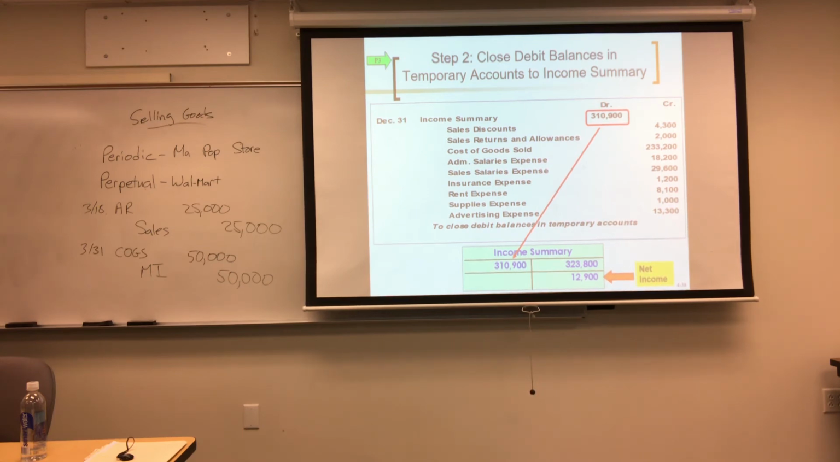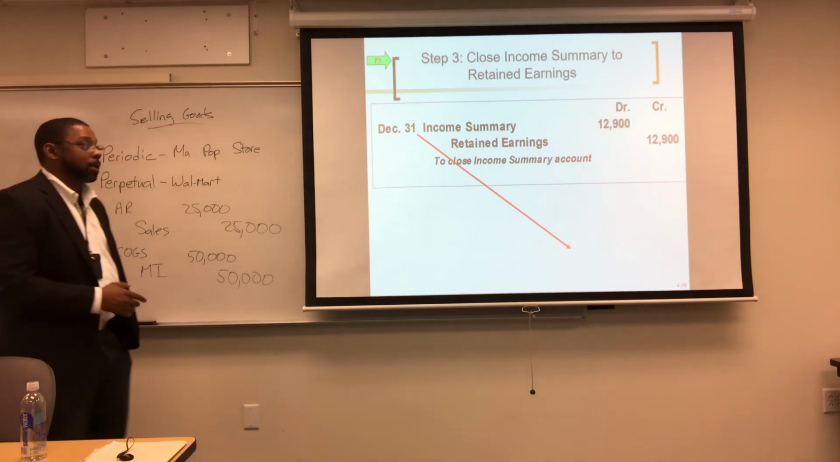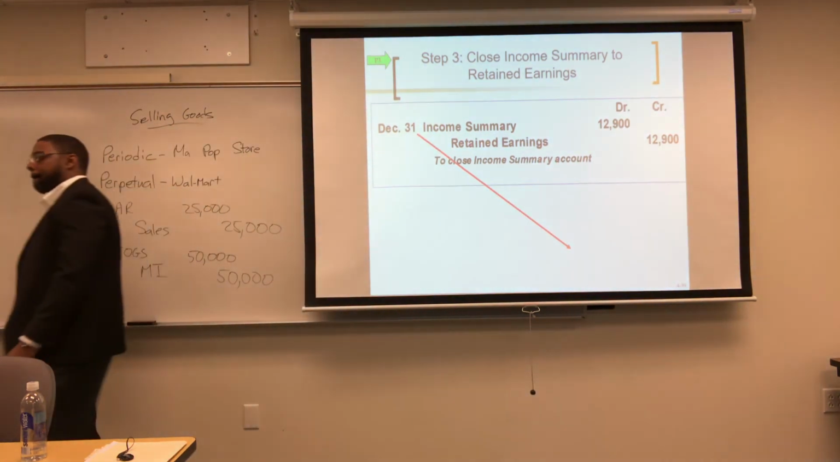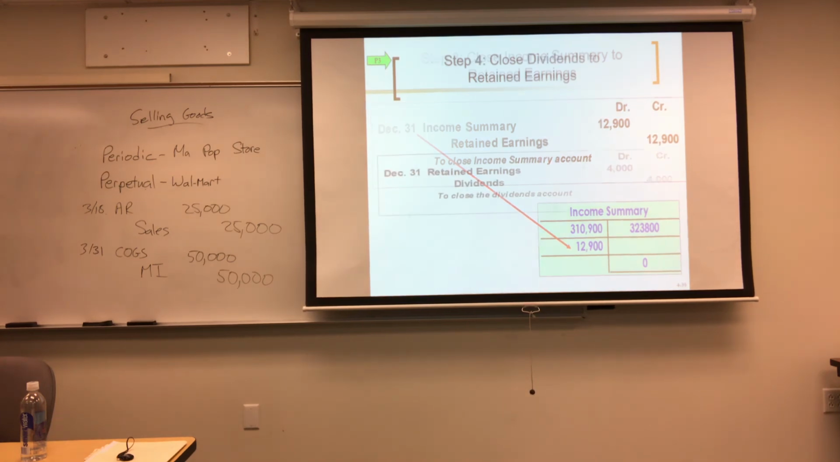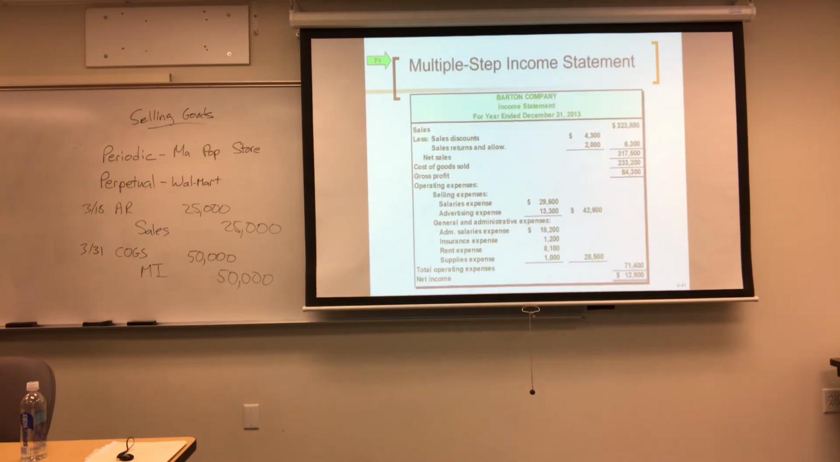After this step, we're going to take that net income and debit it off of the income summary and credit it onto the retained earnings. That came right off the income summary. And then the final step, we're going to zero out the dividends. So we're going to debit the retained earnings for the amount of the dividends and credit the dividends account. Everything should be on the retained earnings.